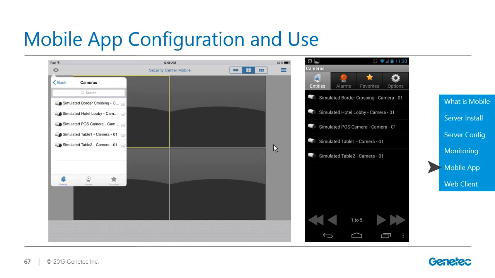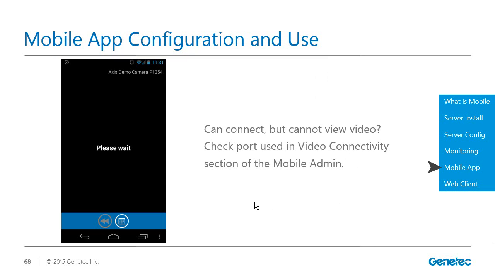On the Android app, it's basically the same as the iPhone. So basically we just tap on the Entities button here and we can select a camera. Now on any app, if the camera you're looking for isn't in an area, we can just tap on the area to get to the entities within it. If we can connect using the mobile app but we cannot see video, the first thing we'll want to do is check the port used in the video connectivity section of the mobile admin and make sure that's unblocked on your network.